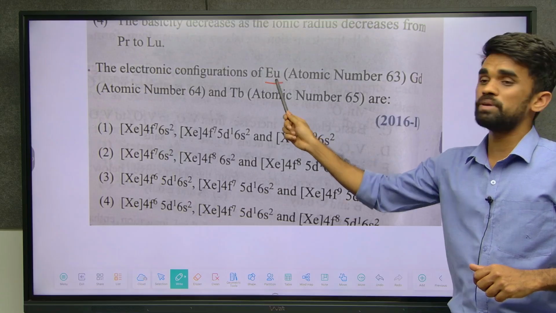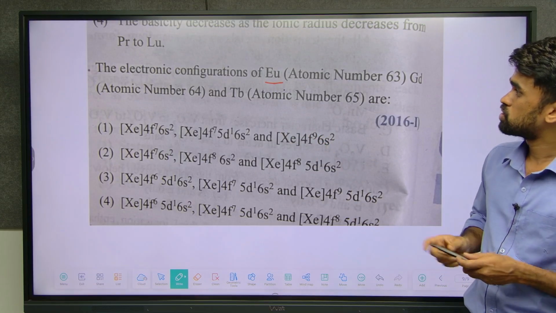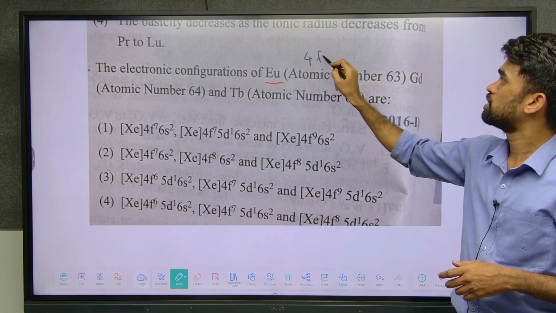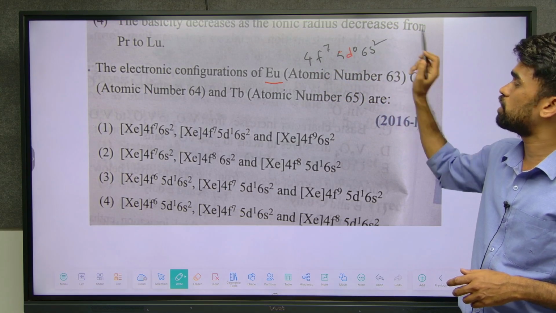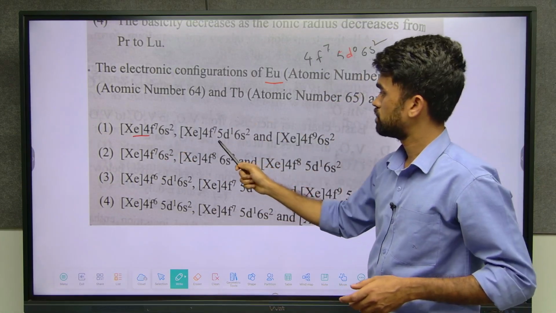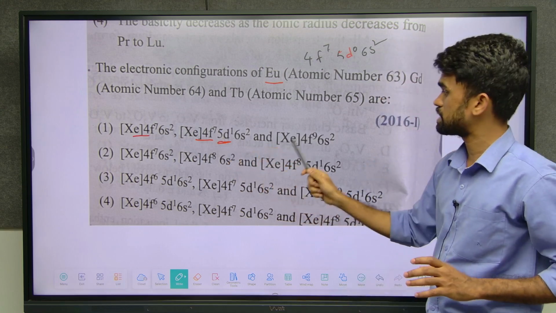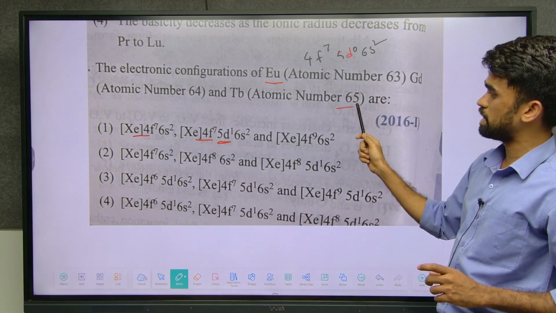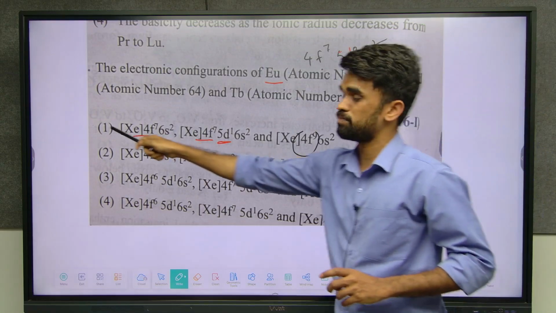What is this? Eu means europium now. So europium half filled. So perfect. So what is that electronic configuration? 4F7, 5D0, 6S2. Where do we have D1 should be there? Gadolinium. I told you this is also stable. Like that only it will stay. Next, after that 64, 65, directly goes to 9. There is no 8. So first option, perfect answer.